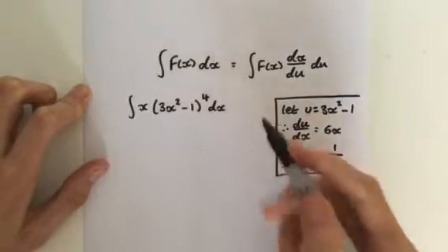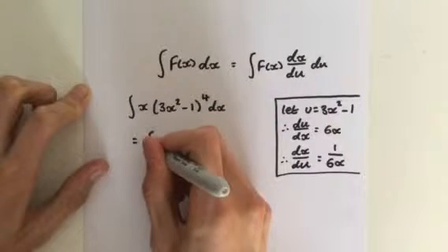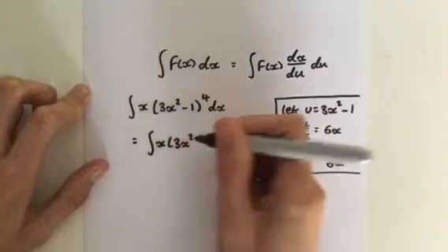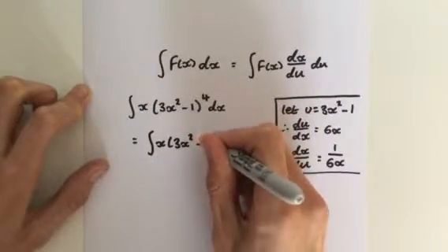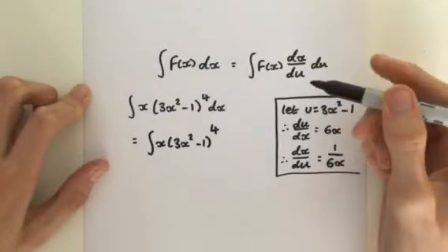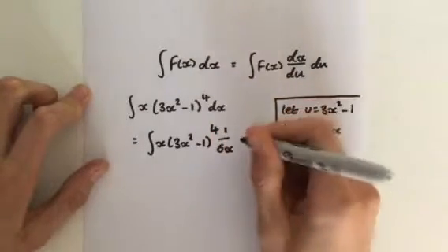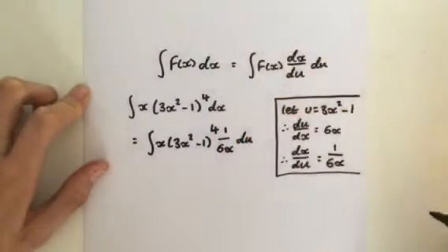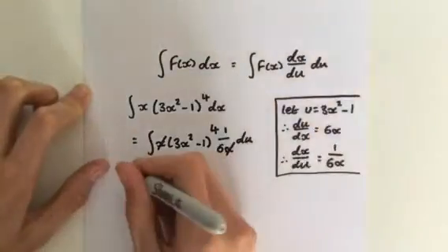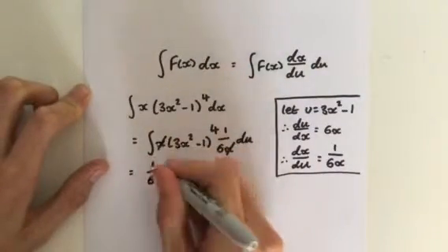So let's carry on with this. What we get is the integral of x (3x squared minus 1) to the power 4. Now we multiply it by dx by du. So dx by du is 1 over 6x, and we integrate that with respect to u. So the x's cancel. What we're left with is 1/6, so we can bring 1/6 out of the integral.